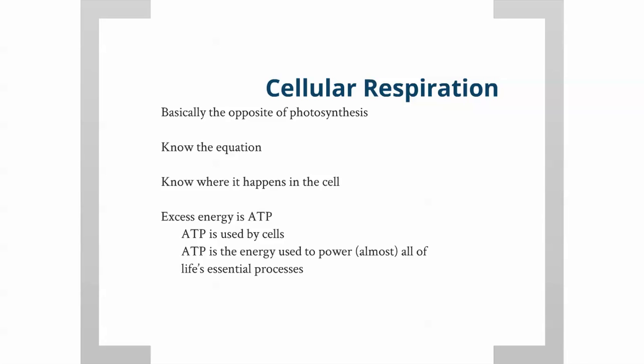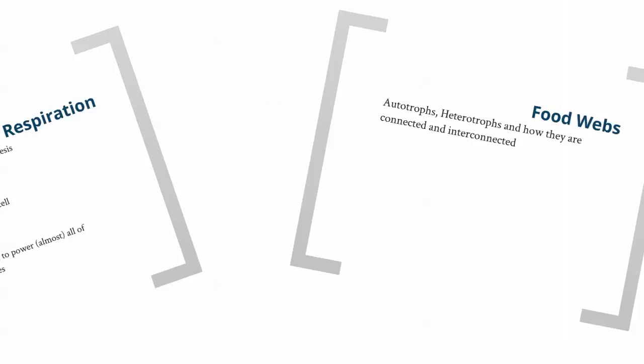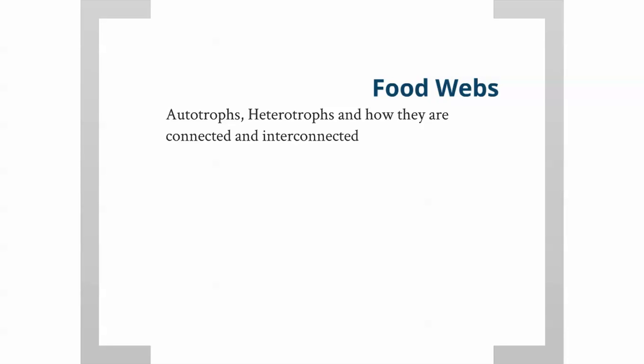The excess energy you get out of cellular respiration is called ATP, adenosine triphosphate, but you don't need to know that. ATP is used by the cells. It's the energy used to power almost all of life's essential processes. You'll learn all about ATP in high school biology, and they'll be so glad that you already know what it is and where it comes from. That's it for that.